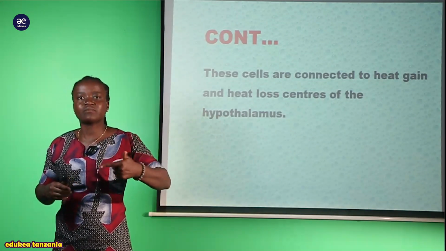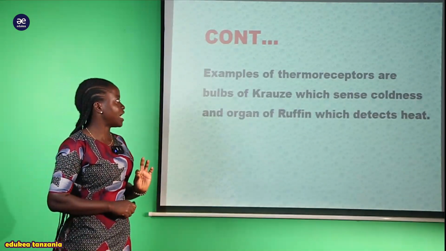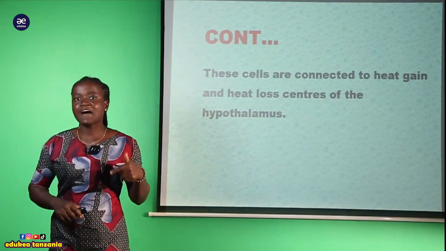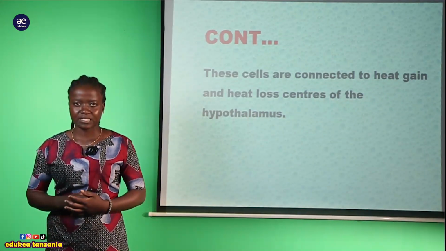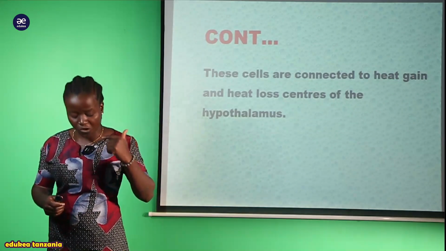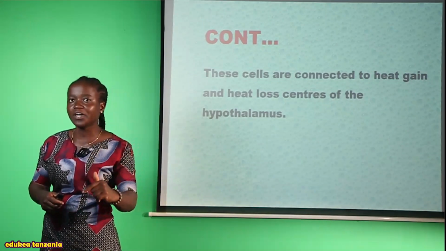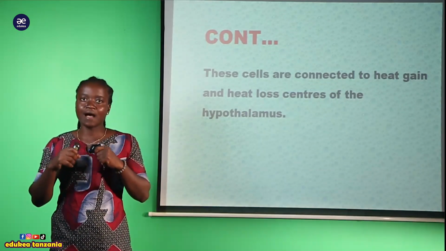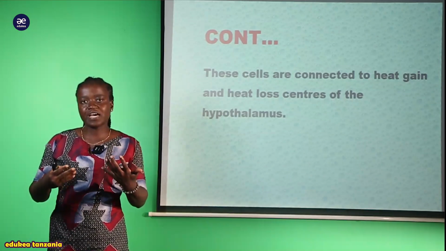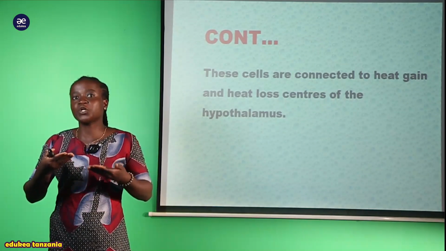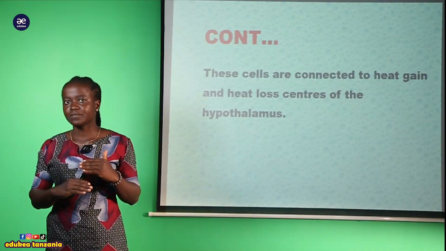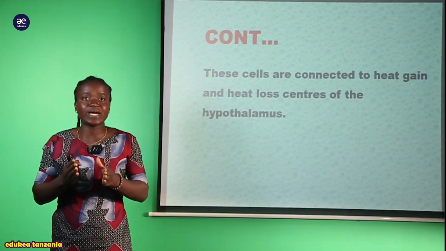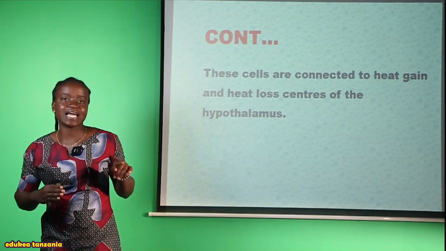Now, these two thermoreceptors, the bulbs of Krause together with the organs of Ruffini, are connected to the hypothalamus. The function of the hypothalamus is regulating the temperature within your body. So if the temperature exceeds above normal, the hypothalamus will work upon it, until the temperature required in the body becomes stable. So that is the work of the hypothalamus.